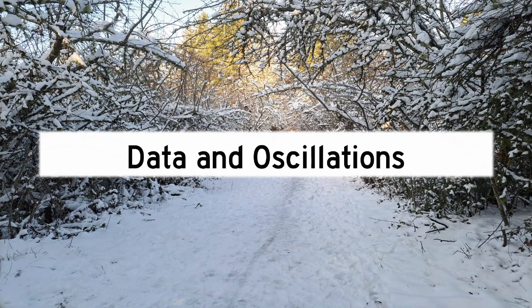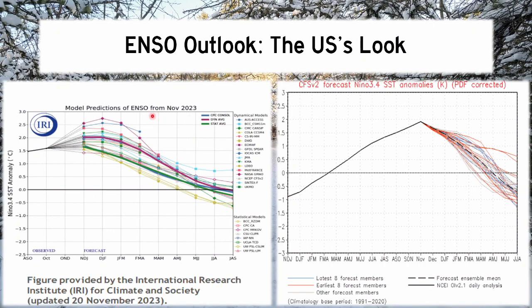Onto the data and oscillations updated for December. So let's look at the ENSO outlook. We are now officially in a strong El Nino with the latest November value coming out to be 1.8 degrees Celsius, the 3-month running average from the 3 previous months ending in November.